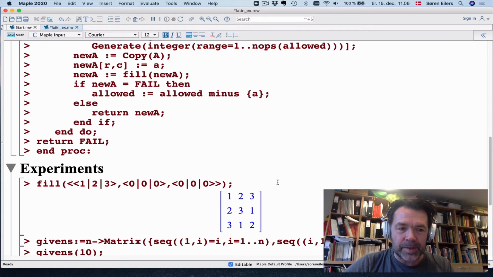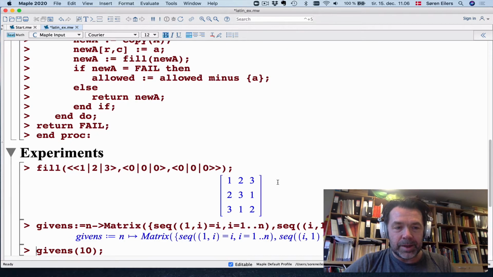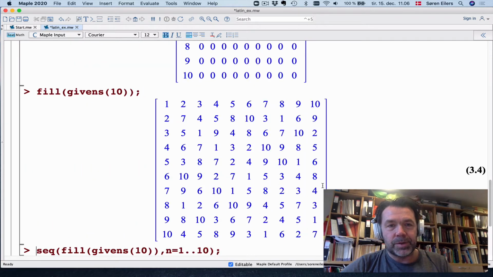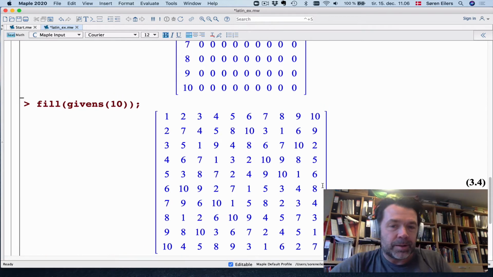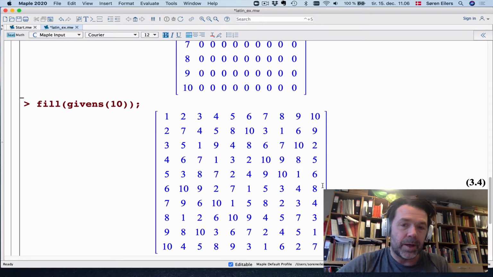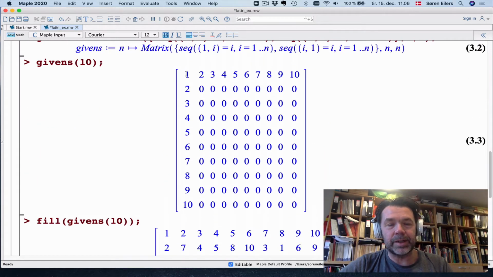But I just want to attack this problem in terms of pseudo-randomness, and I have a little program called fill, which takes a partially filled out Latin square and fills it out. Of course, you have to give it something that doesn't violate the rules of a Latin square, and I'm doing it by giving it the givens here, which is a matrix that I defined to look exactly this way. The point is that since I only care about the determinant, I don't care about the order in which the rows and columns are organized.